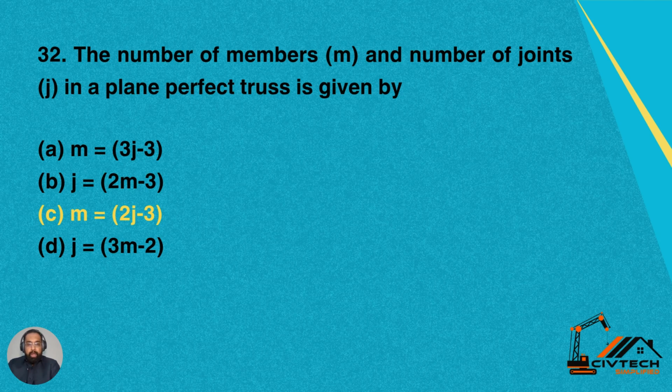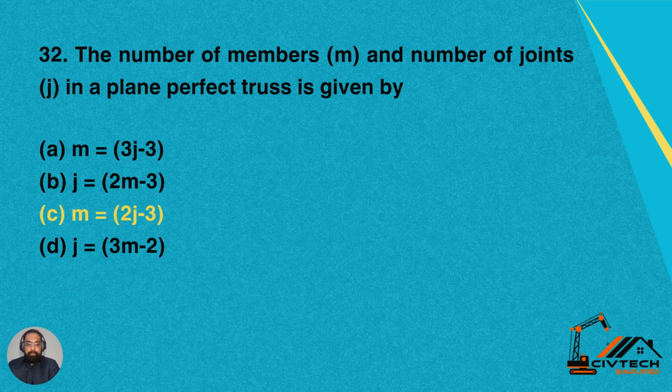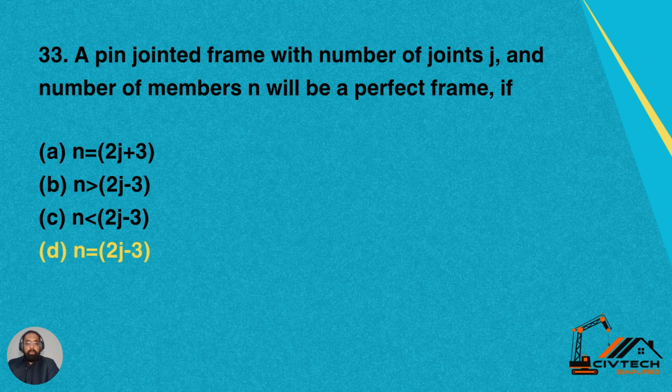Question 32. The number of members M and number of joints J in a plane perfect truss is given by option A, M is equal to 3J minus 3, B, J is equal to 2M minus 3, C, M is equal to 2J minus 3, D, J is equal to 3M minus 2. So C is the correct option. M is equal to 2J minus 3. The number of members and number of joints in a plane perfect truss is given by M is equal to 2J minus 3.